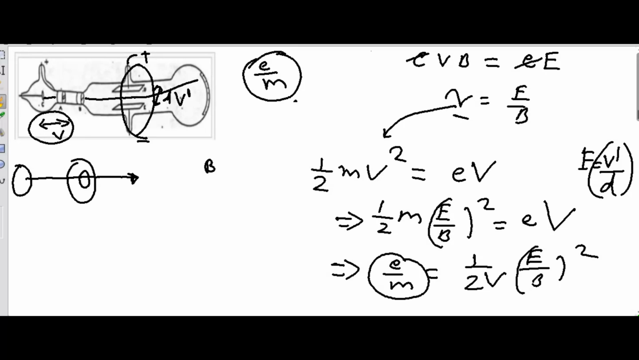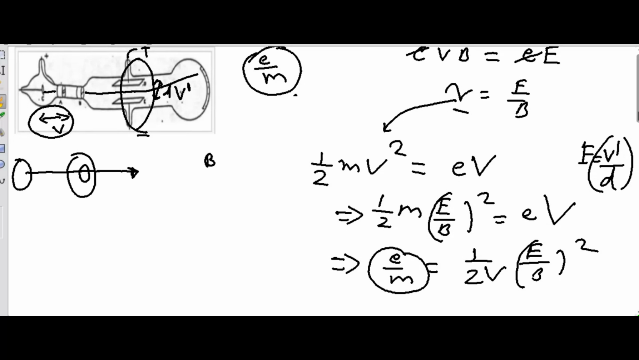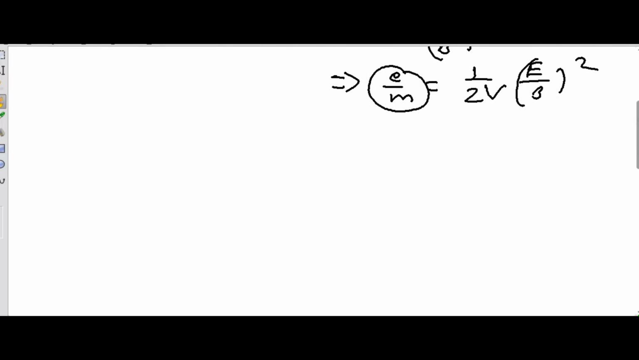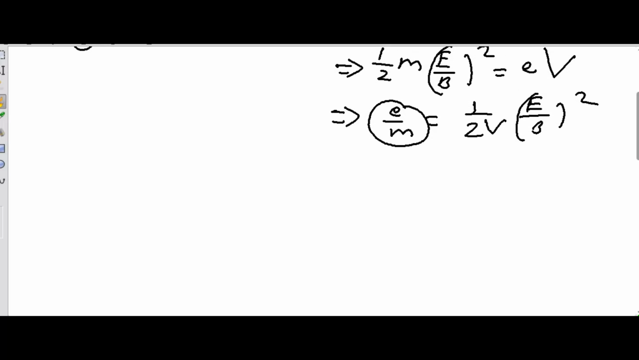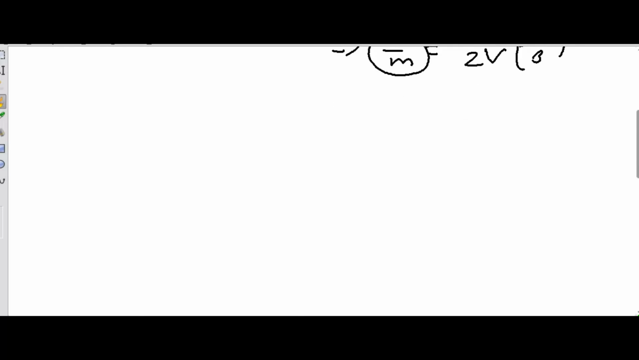So e was found by Millikan. Millikan's famous oil drop experiment is what was used to find the value of e, and because of that Millikan won the Nobel Prize. So let us find out how Millikan found out the value of e of an electron, by Millikan's famous oil drop experiment.